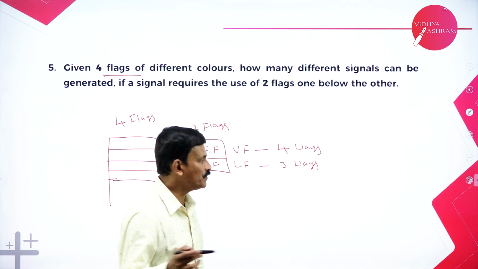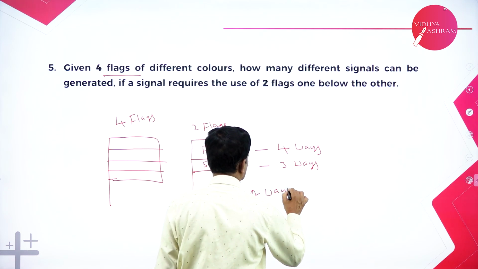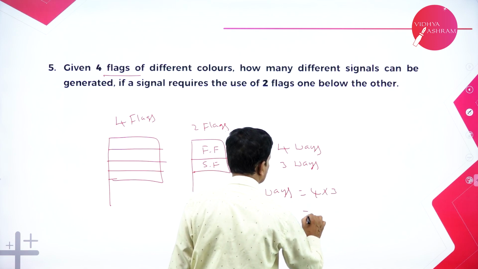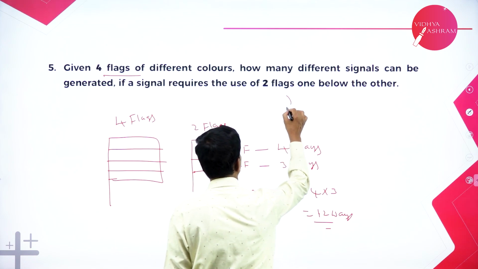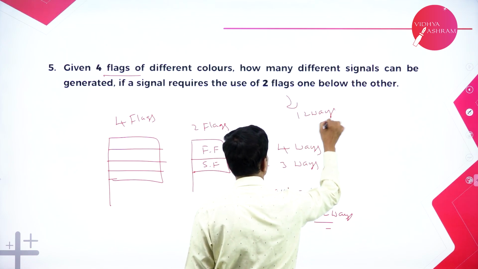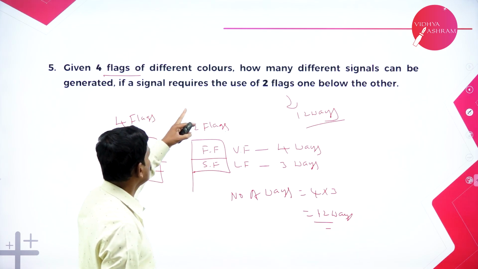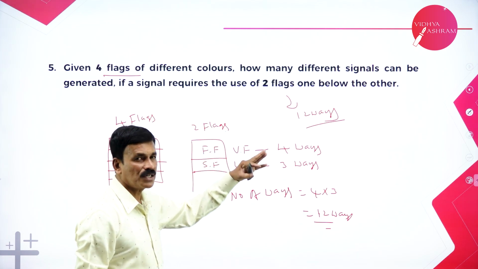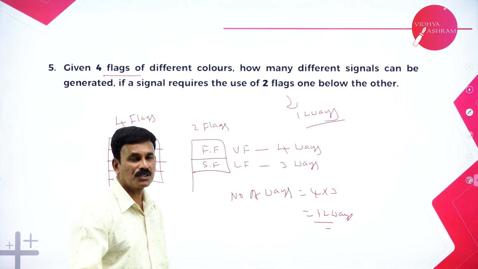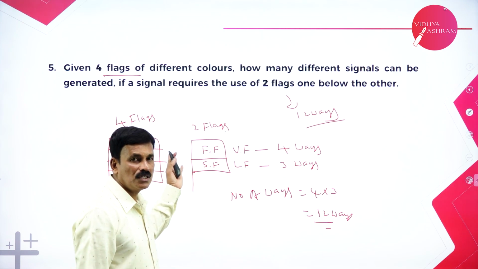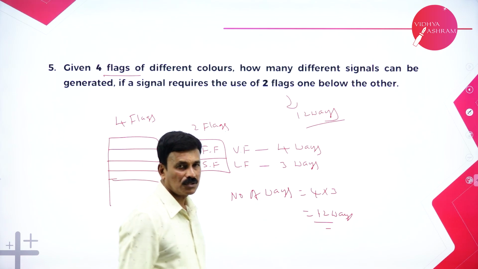Therefore the number of ways is equal to 4 into 3, that's equal to 12 ways. So in 12 ways we can form different signals if a signal requires the use of two flags, one below the other, with different colors. The number of signals we can generate with 4 flags taking 2 of different colors is 12 ways.